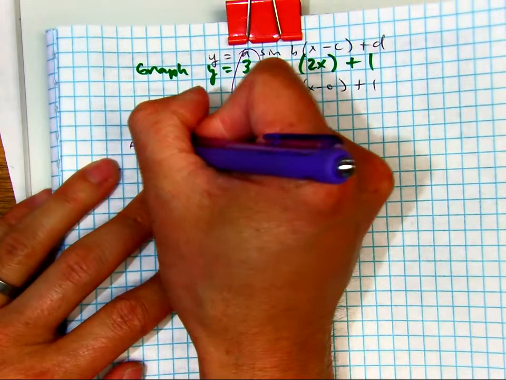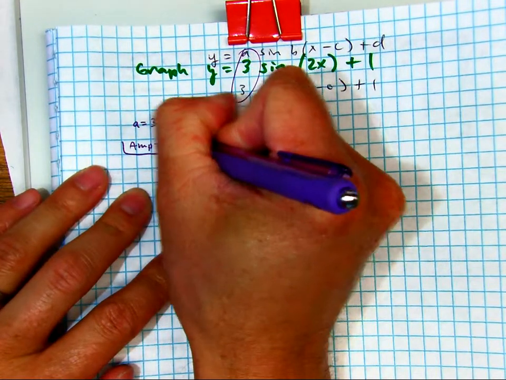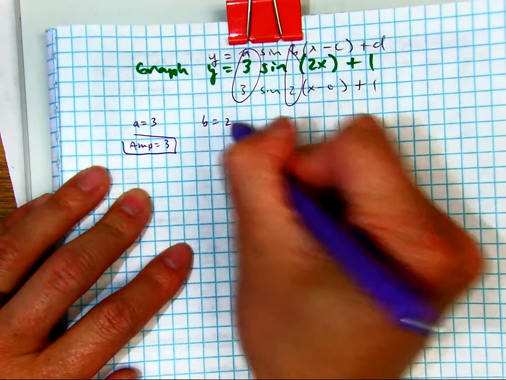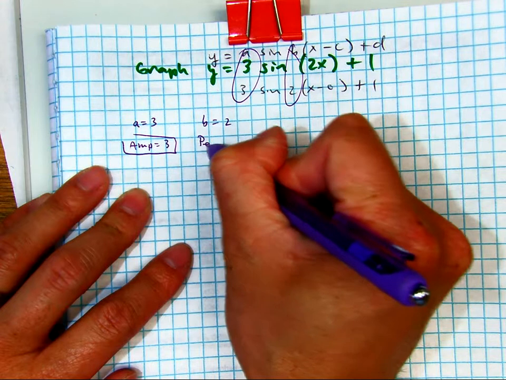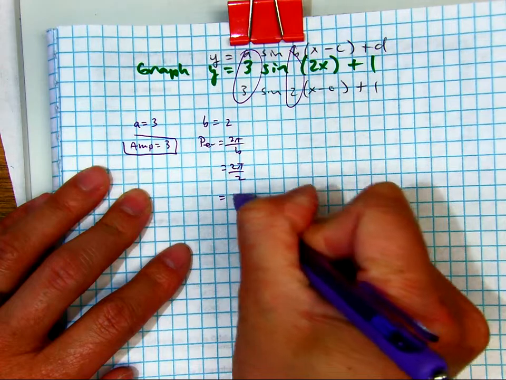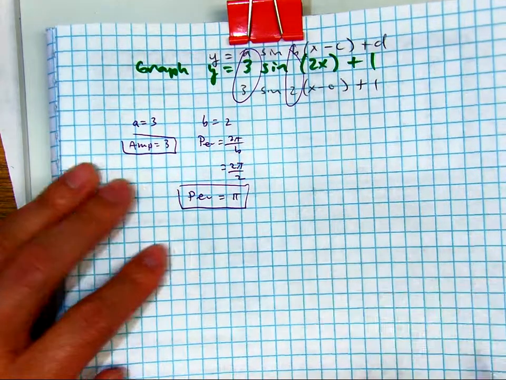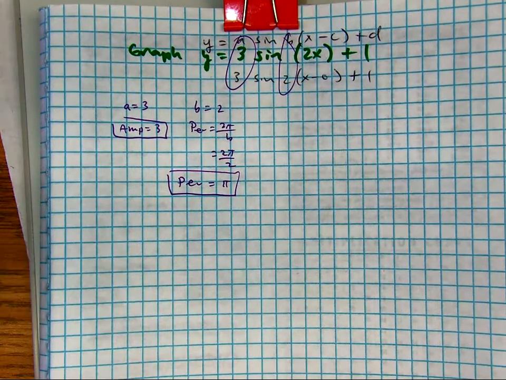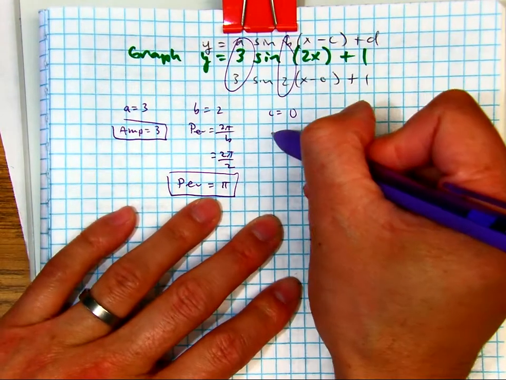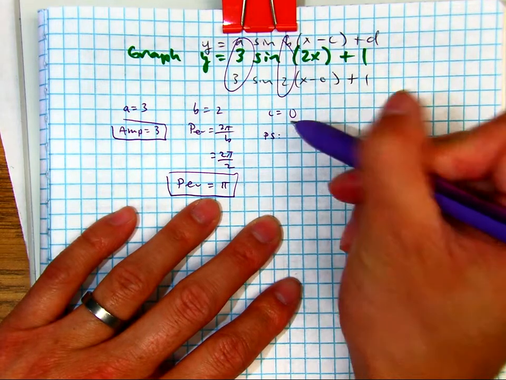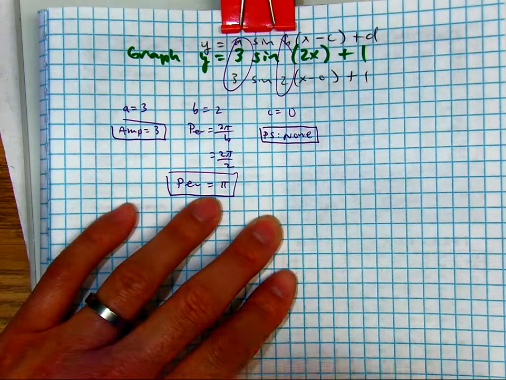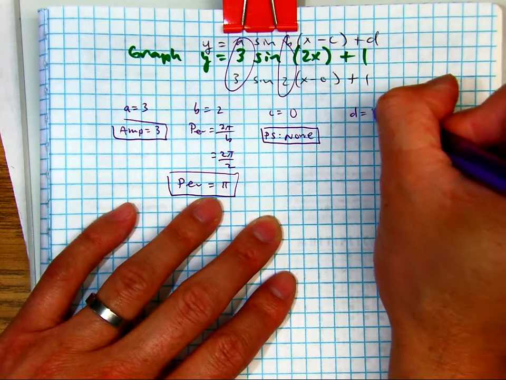My b value is equal to 2. What does the b value help us find? The period. So 2 pi over 2, that gives me a period of pi. Now, is there a c value? The c value would be 0, or in this case we could just say that the phase shift, shifting of the graph left to right, there is none. The d value is equal to 1, and this is our vertical shift, so that means going up 1, because it's a positive 1.